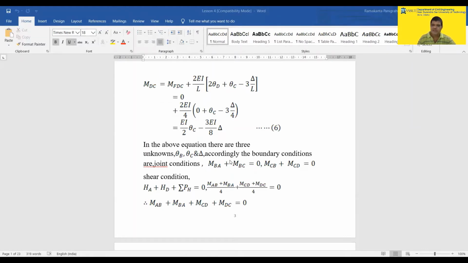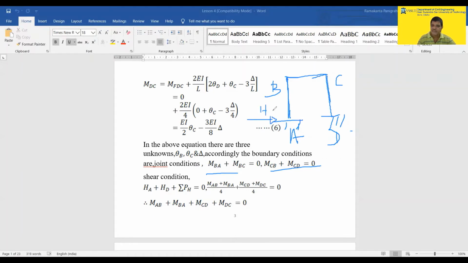Now, if you look at this frame, you will find only two equations are available at the joints B and C. At joint B, the total moment is 0. So MBA plus MBC is equal to 0, and here MCB plus MCD is equal to 0. So these are two equations we can write down. But these two equations will not suffice for solving three unknowns. So there will be a third condition that we find out, that is the shear condition.